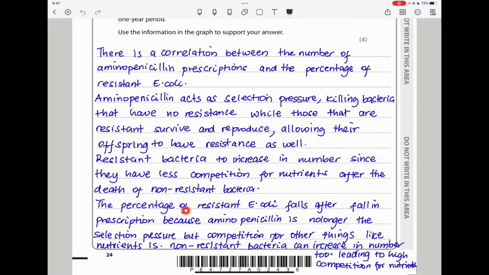And then the percentage of resistant E. coli falls after a fall in prescription, because when the prescription goes down, of course, we expect them to be falling because aminopenicillin is no longer the selection pressure, but could be competition because there have been so many. When there is competition for resources because they have increased in number, of course, then they're going to begin to die. So here we say competition for other things like nutrients is, and then the non-resistant bacteria can increase in number too, leading to high competition for nutrients.